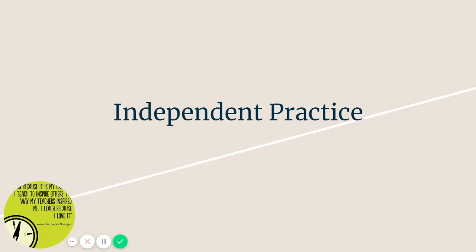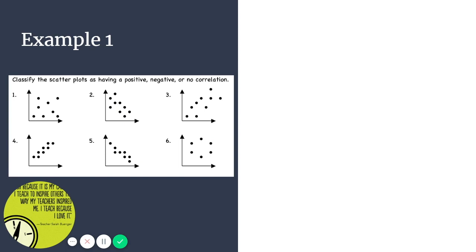Now we are ready for our independent practice. Here is example number 1. Classify the scatter plots as having a positive, negative, or no correlation. We ask that you please pause the slides for a few seconds, write down your responses, and then we will go over your answers once you're done.